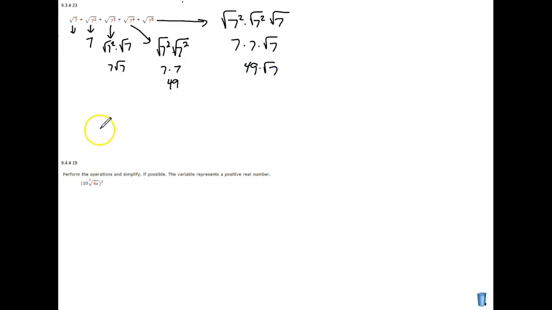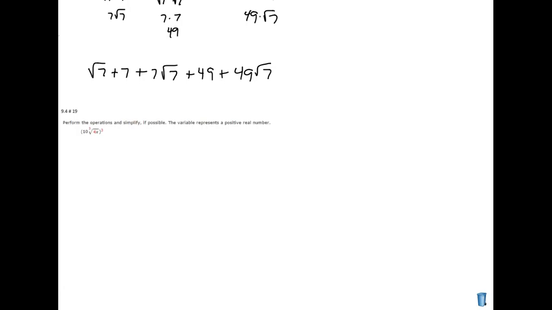So now, when I put it all together, I've got square root 7 plus 7 plus 7 square root 7 plus 49 plus 49 square root 7. Now that's not your final answer because there are like terms now that can be combined in order to simplify. So think about how you will combine the like terms and then your final answer. I'll give you a hint. The final answer will be some number plus some number times the square root of 7. So it'll have two terms.